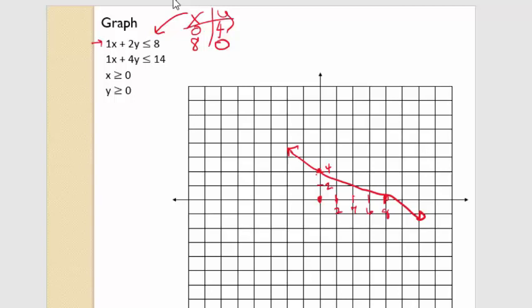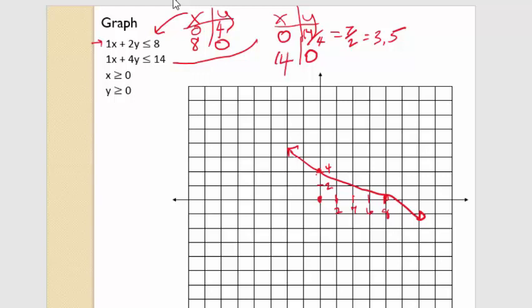Okay, now let's make an xy table for my second inequality. So plug in 0 for x, and y is going to be equal to 14 over 4. 14 over 4 is equal to 7 over 2, and that equals 3.5. So it's going to be over 0, up 3.5. For my second point, I plug in 0 for y, and that one is easy, x equals 14.